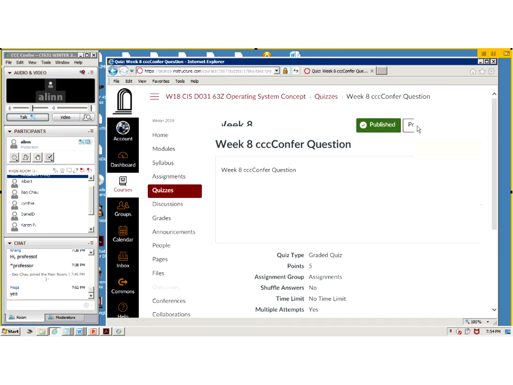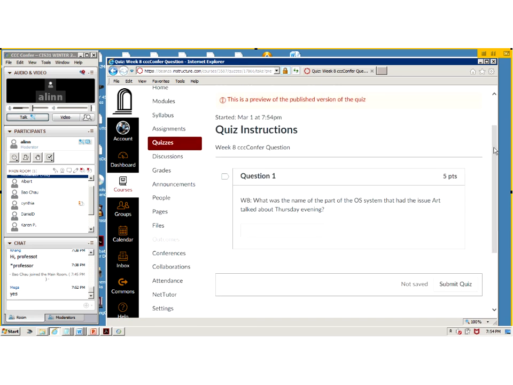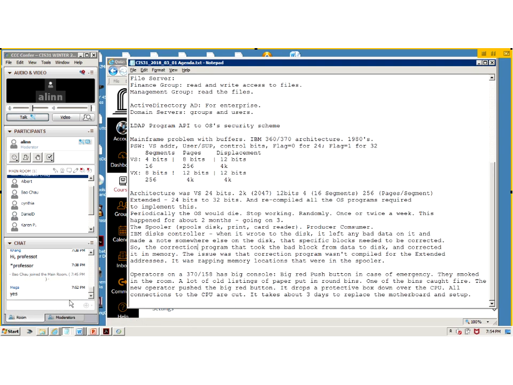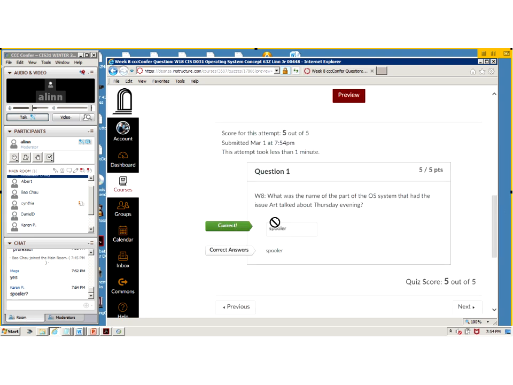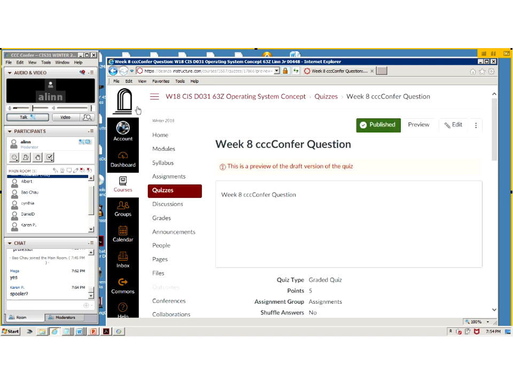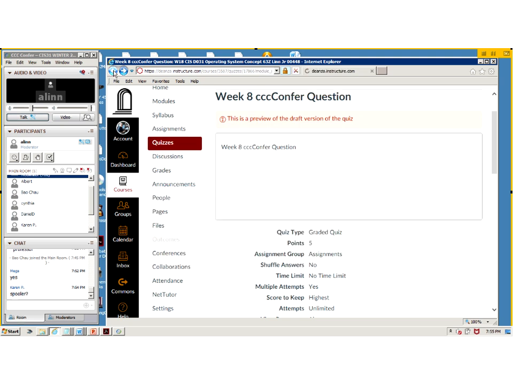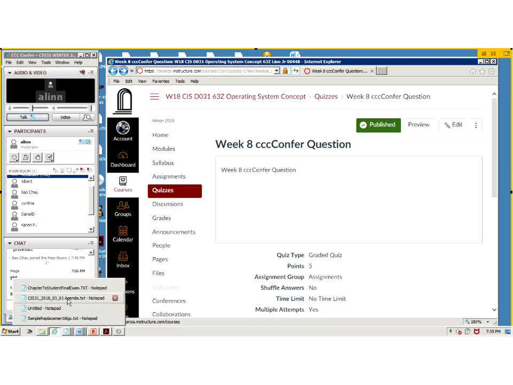Preview it. Okay, what was the name of the part of the OS that had the issue Art talked about Thursday evening? What was the part of the operating system that I talked about in this one? Without the question mark. I'm going to submit it, check it, make sure it works. I did this earlier, so I know it'll work. Yeah, correct. I got it. I passed my test. Okay. We did that.